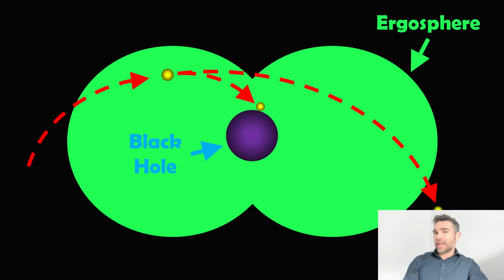My name is Phil and I'm a senior lecturer in astrophysics at the University of Lincoln. And in this video I want to look at an interesting process where we can extract energy from a black hole. It's called the Penrose Process.